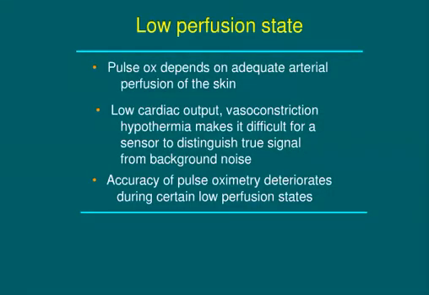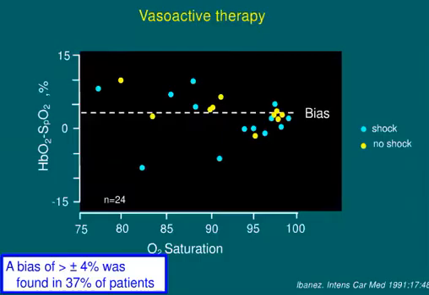Now, low perfusion states can also lead to inaccurate readings. And here you're seeing the bias against oxygen saturation in patients who were getting vasoactive therapy. Some had shock, others did not. And the bias was more than 4% in almost 40% of the patients. So it's clearly a problem in that type of patient population.